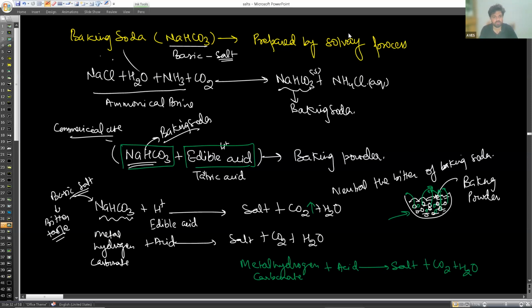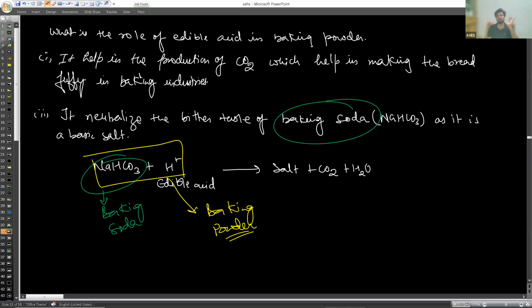Okay, now if the question comes in your examination, just a minute, what is the role of tartaric acid in baking soda? Sorry, baking powder. How will you answer this question? You have to write that it helps in the production of carbon dioxide, which helps in making the bread fluffy in baking industries, and it neutralizes the bitter taste of baking soda as it is a basic salt. Should we write this right now? Yeah, you have to write it down.